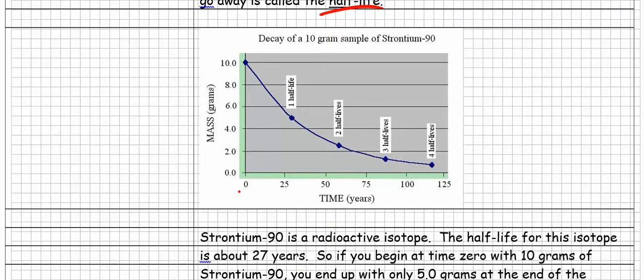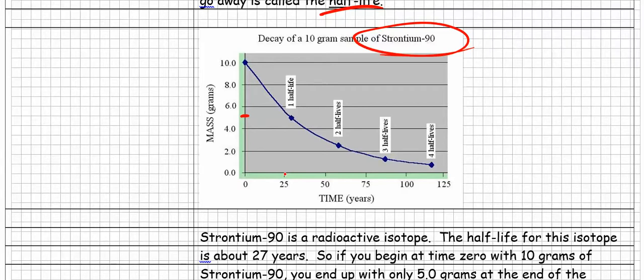So if we look on the x-axis, this is time in years, and on the y-axis, this is mass in grams. If we start with 10 grams of material, this is a radioactive material, strontium-90 that we're looking at, the question that we have is, how long does it take for half of the material to disappear? So in other words, how long does it take for us to get to the 5-gram mark? The answer is, if we move across, 25 years. So the half-life for this material is 25 years.